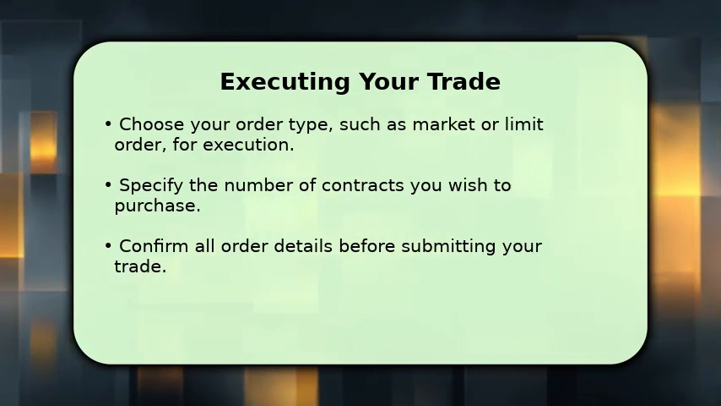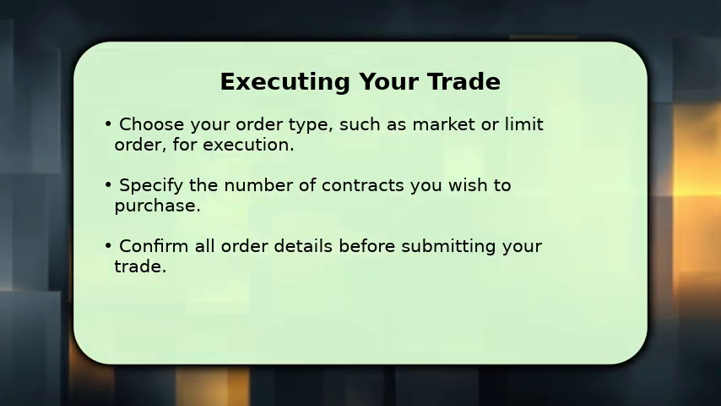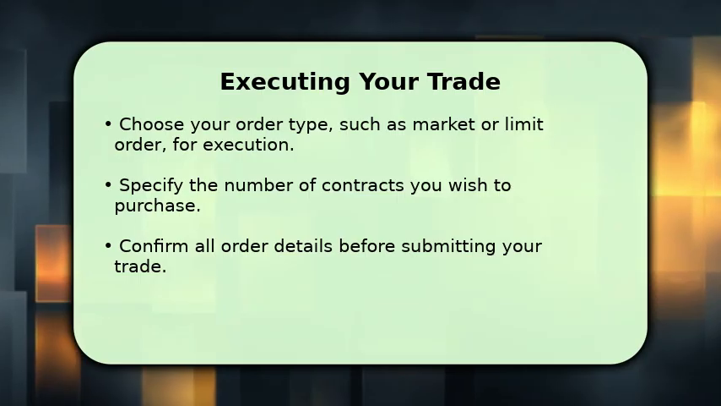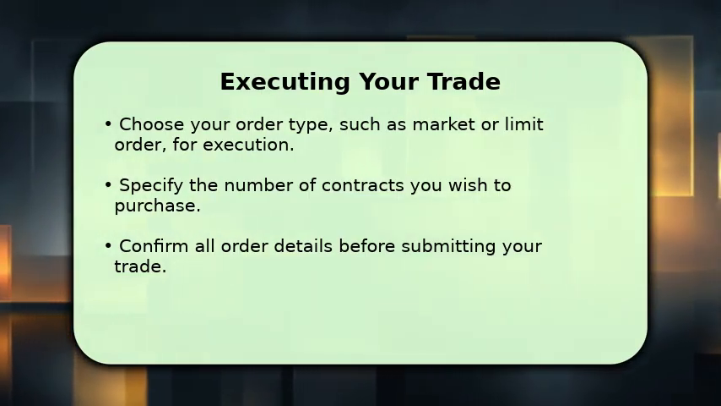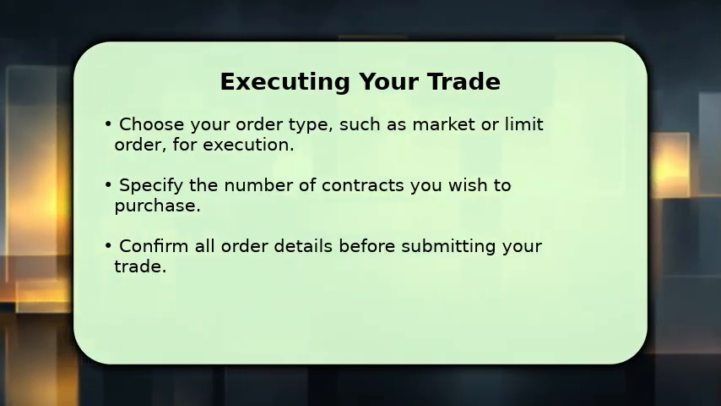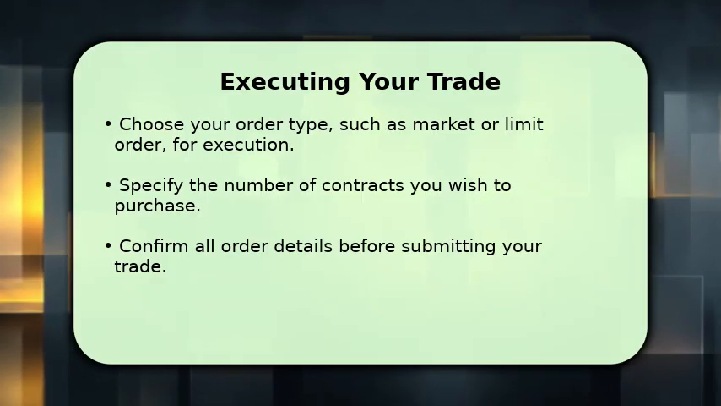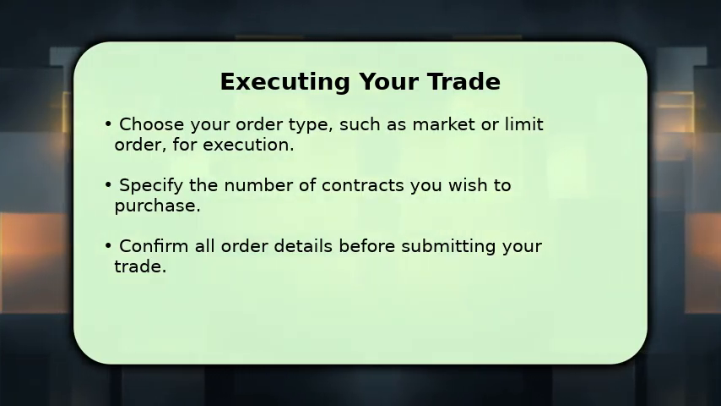You'll need to choose an order type, typically a limit order for better price control or a market order for immediate execution. Then, specify the number of contracts you want to buy. Each contract usually represents 100 shares of the underlying stock. Always double-check all the details, including the premium, before confirming and submitting your trade to Webull.